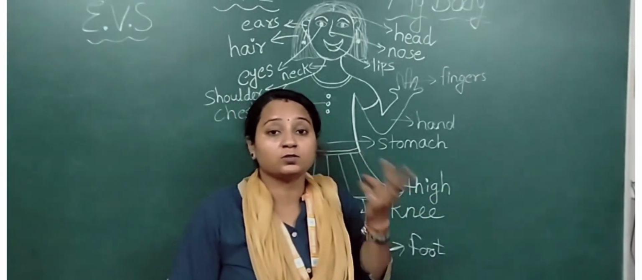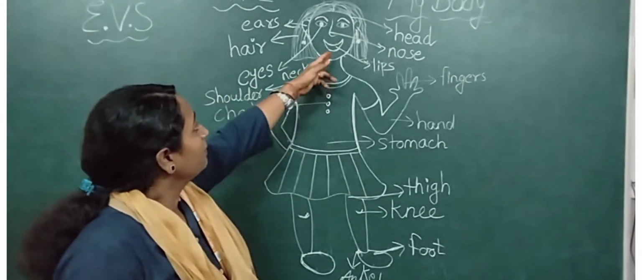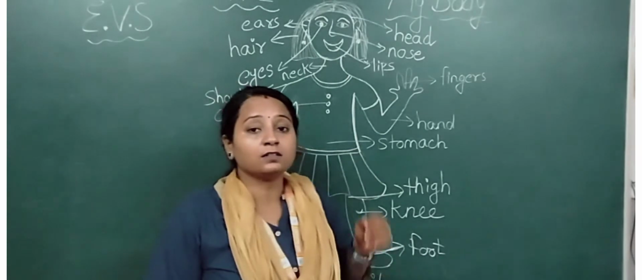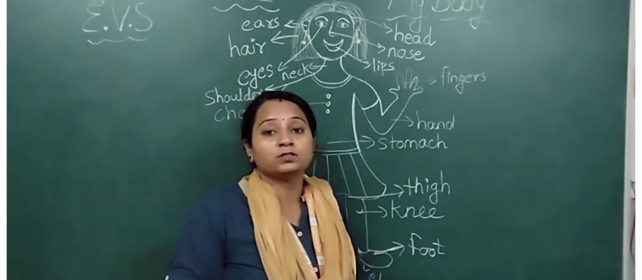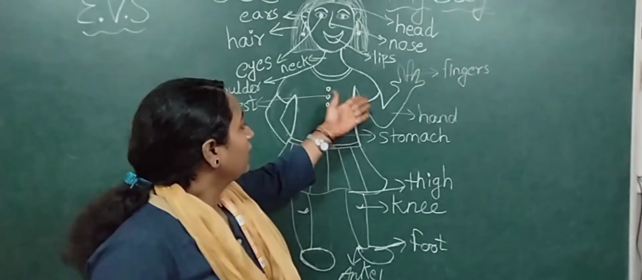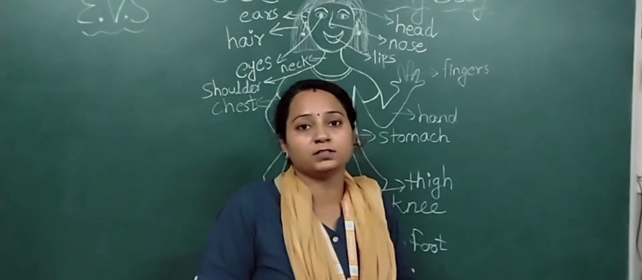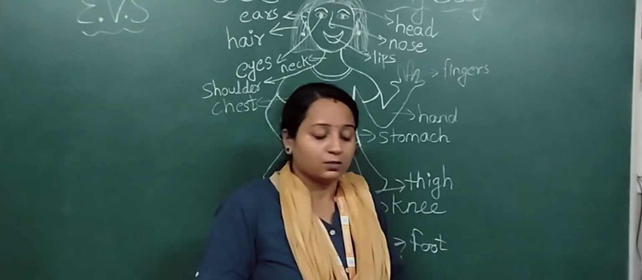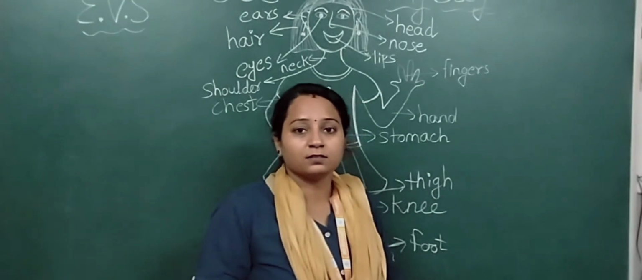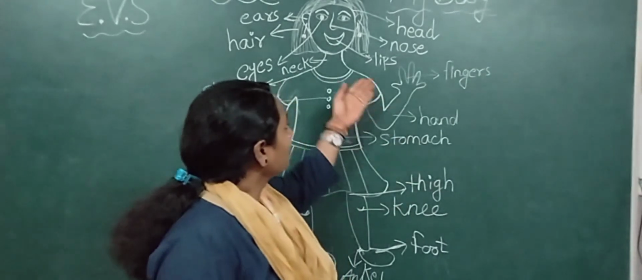Then ear से क्या करते हैं हम? Listen करते हैं, सुनते हैं. Now mouth से क्या करते हैं हम? Mouth से खाते हैं, बोलते हैं. Then our hand से हम क्या क्या करते हैं? बहुत सारे काम करते हैं हम hand से. We are writing, holding something, eating.